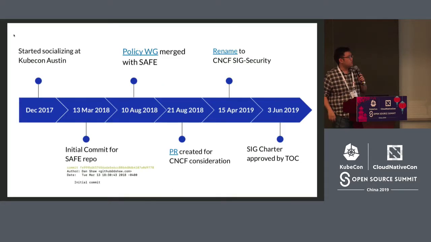A little bit of history. The Safe Working Group started in December 2017 from a casual conversation between a couple of folks, and we started the initial Safe Working Group, which is now called SIG Security. We started with the idea of identifying all the different personas and use cases in cloud native in terms of security. So we continued on this.